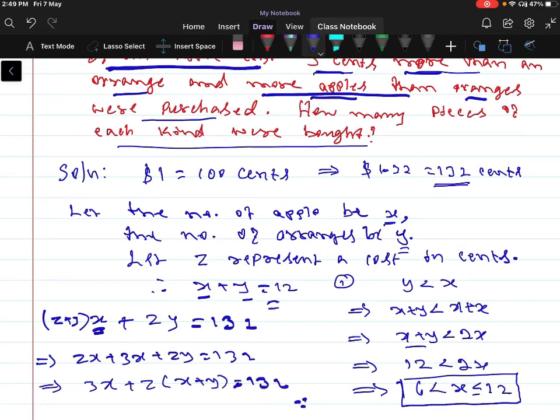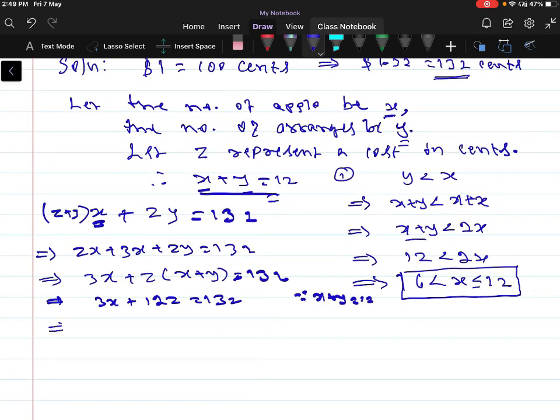But since x plus y is equal to 12 from equation 1, this implies 12 into z is equal to 132. So this can be divided by 12 here. This implies z is equal to 11. Got equation number 2. Equation 2 represents a Diophantine equation. So let us find the solutions of the Diophantine equation.